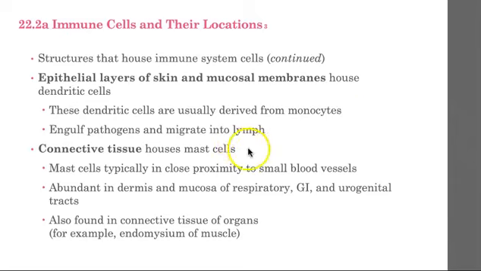Our connective tissues are going to house our mast cells. Mast cells are typically in close proximity to our small blood vessels, so that when we release the histamine, it creates an effect pretty quickly. They are abundant within our dermis, that deeper layer of our skin, and the mucosa of our respiratory, gastrointestinal, and urogenital tracts. We also find them in the connective tissues of our organs, which would include the endomysium of our muscle.